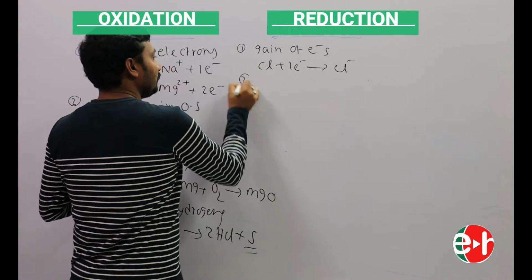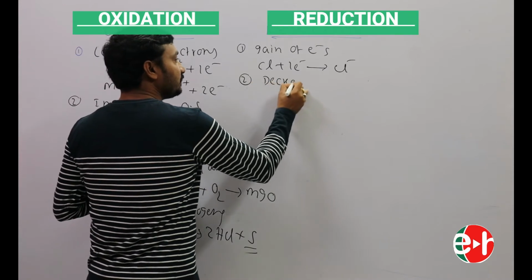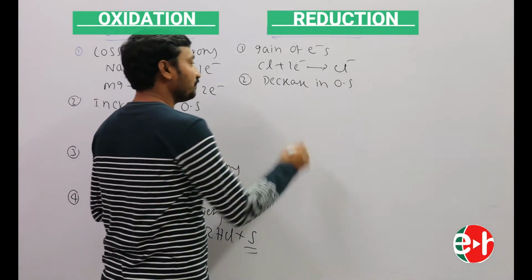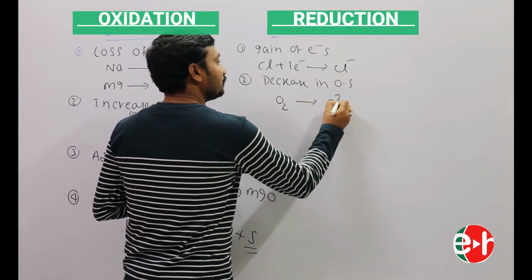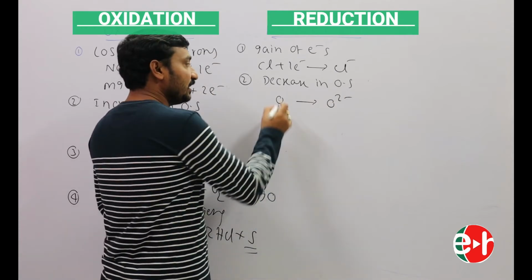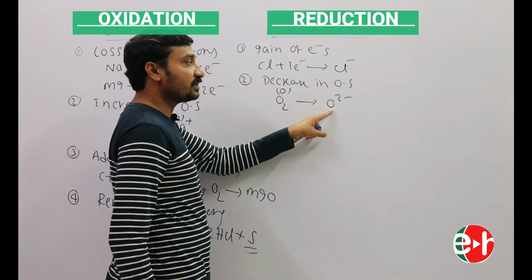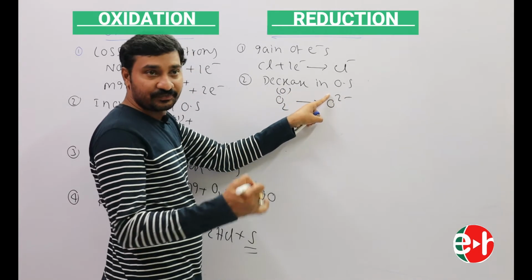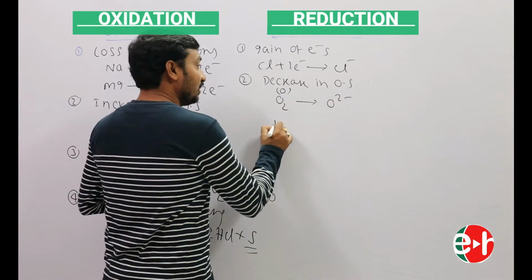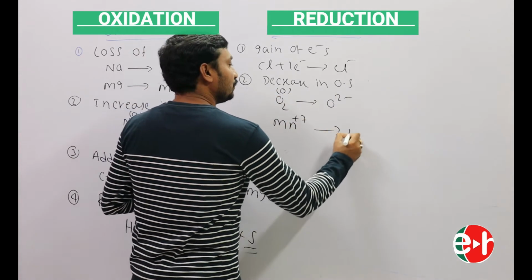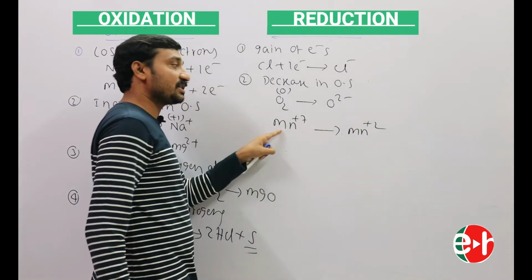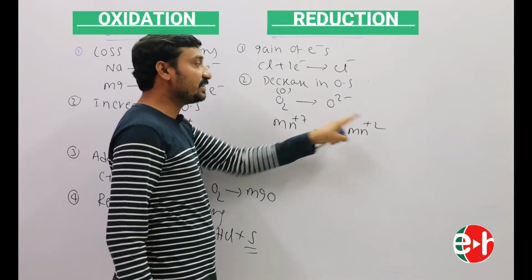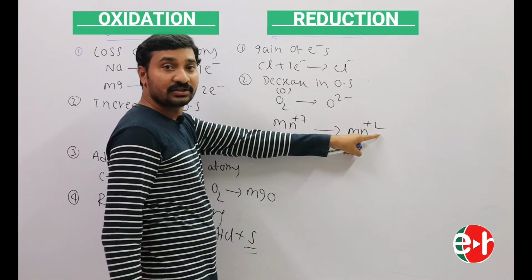Or decrease in oxidation state, also reduction. For example, O2 gives rise to O2-. See this, here oxygen's oxidation state is 0, here it is -2. So 0 to -2, the oxidation state decreases. That's why this is reduction. Mn+7 to Mn+2. Here the oxidation state is +7, here it is +2. So decrease in oxidation state, reduction.